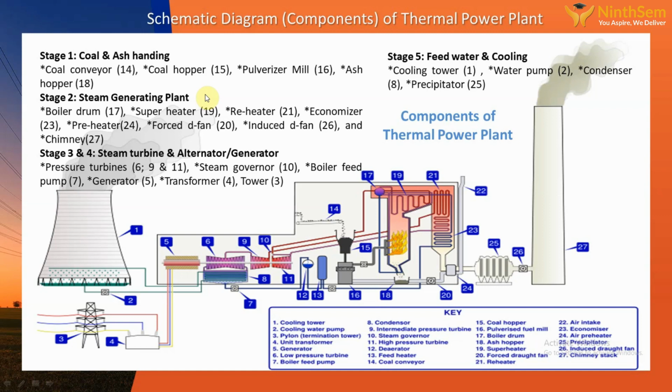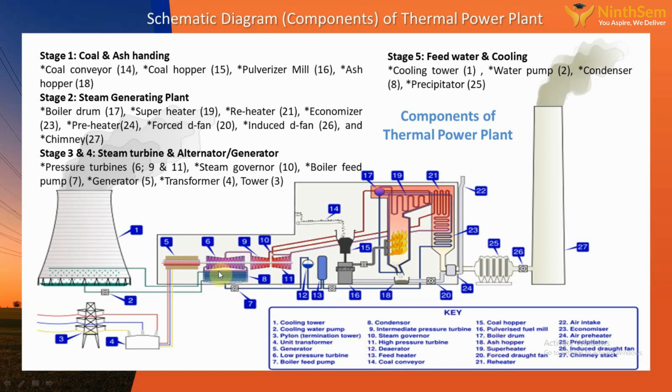Then stages 3 and 4 are the steam turbine and alternator generator: the pressure turbines and steam governor, boiler feed pump, deaerator and generator, transformer and tower. Tower is a transmission tower. These all come under stages 3 and 4. The last stage is the feed water cooling system: cooling tower, water pump, condenser and precipitator. So these are the components marked here, giving the names of the equipments in this diagram.